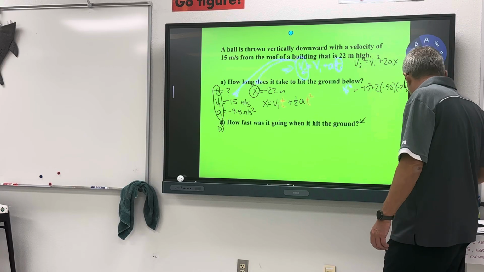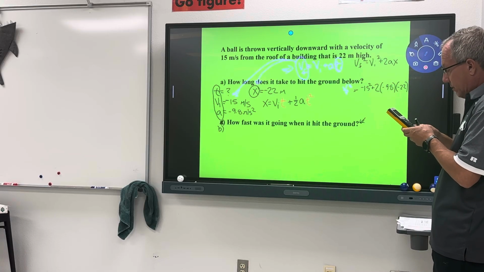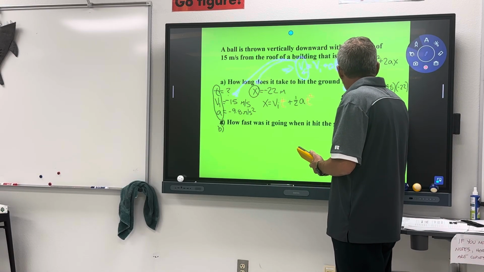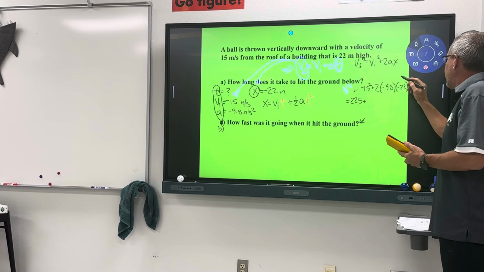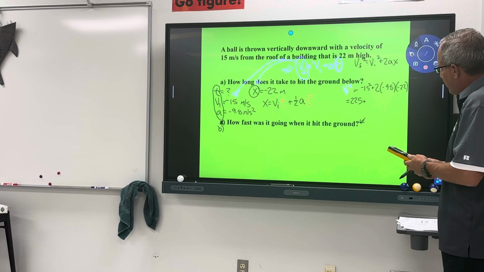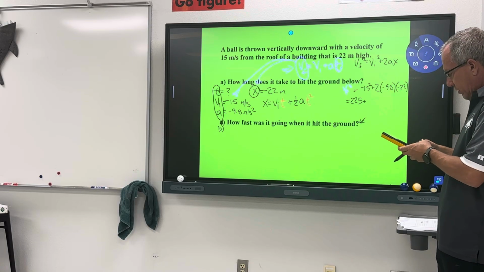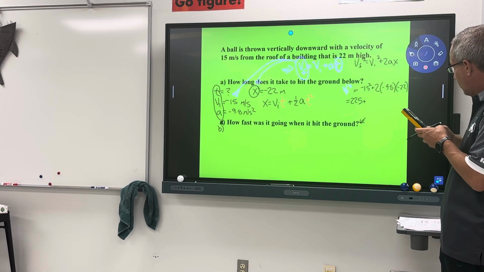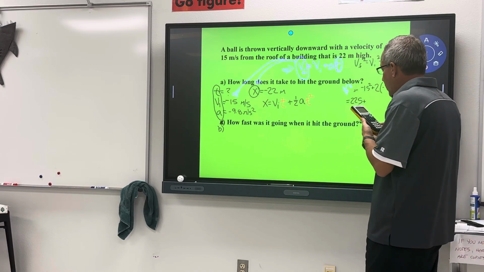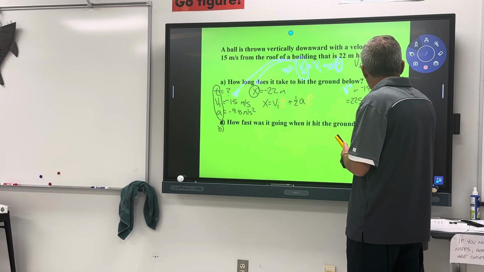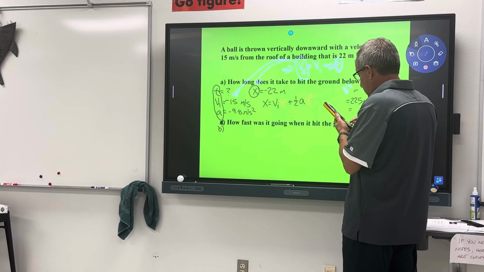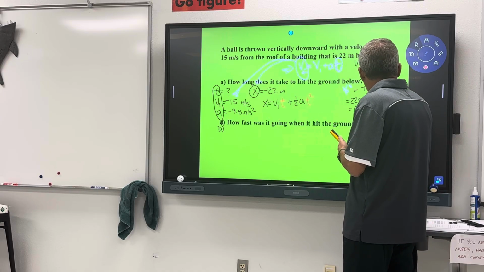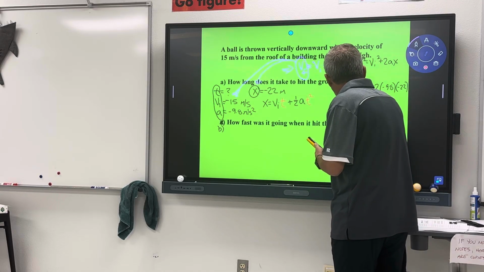So this is a straight up solve. So this is negative 15 squared. So I'm going to do 15 squared, because negative times negative is positive anyway. So this is 225 plus, and then 2 times negative 9.8 times negative 22, and negative times negative makes this positive. So that whole thing will stay positive. So I'm going to multiply all that together, and you get 431.2. And I add those together, and I get 656.2. 656.2. And that's going to give me my VF squared.